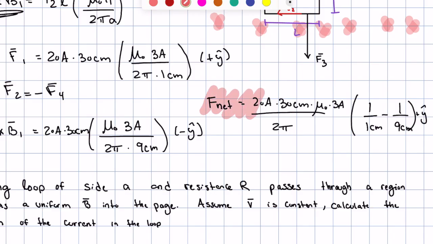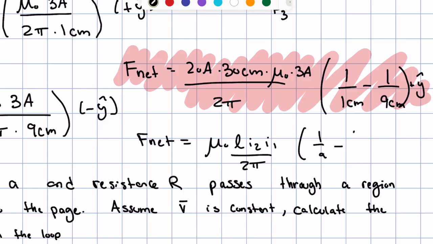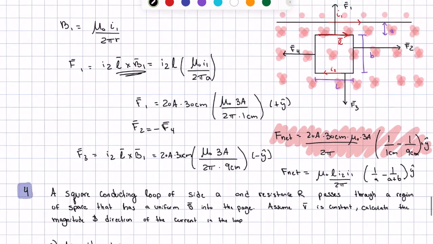Okay, so obviously I didn't actually have to write it all out. I could have equally just said F net is equal to mu naught L I2 I1 divided by 2 pi, times 1 over A minus 1 over A plus B, in the y hat direction. But regardless, it's the same thing, and that is it for 3.